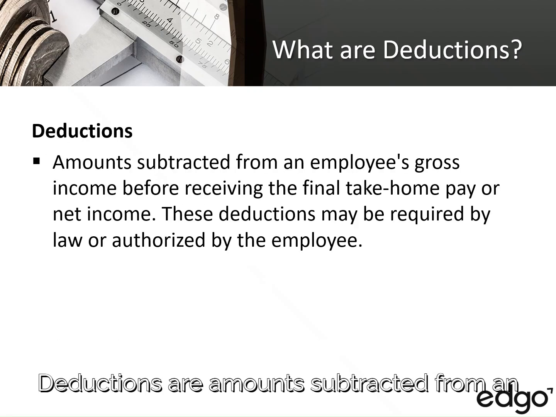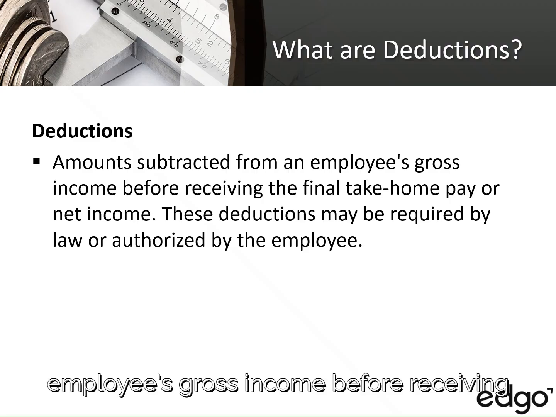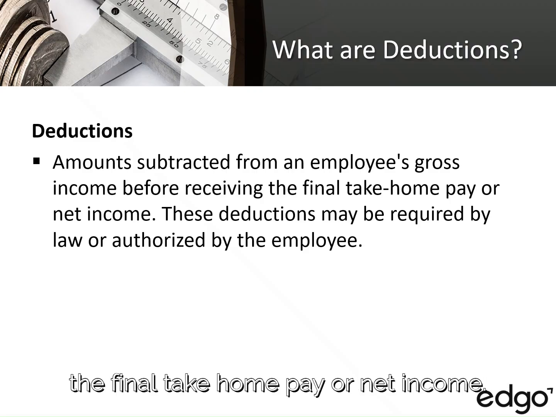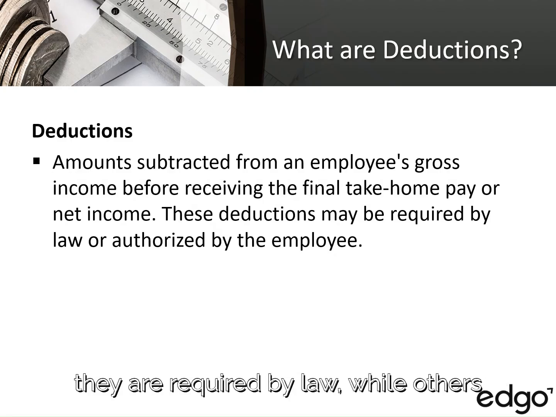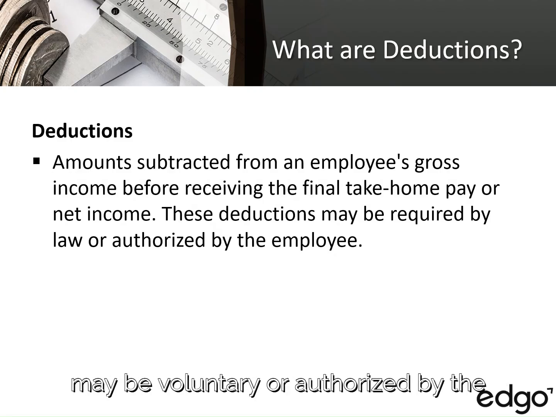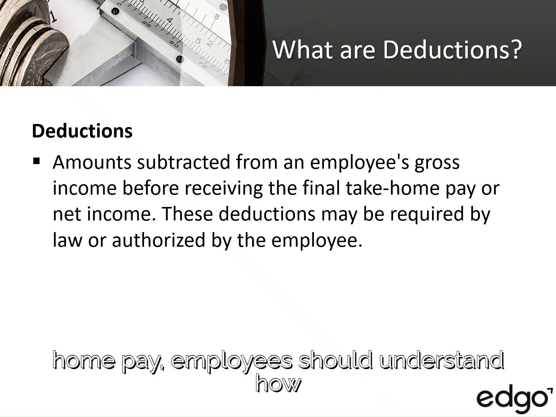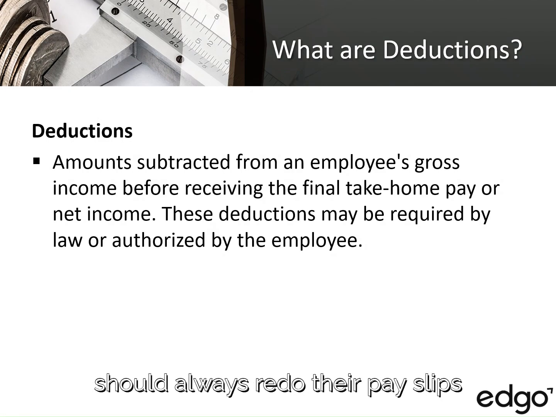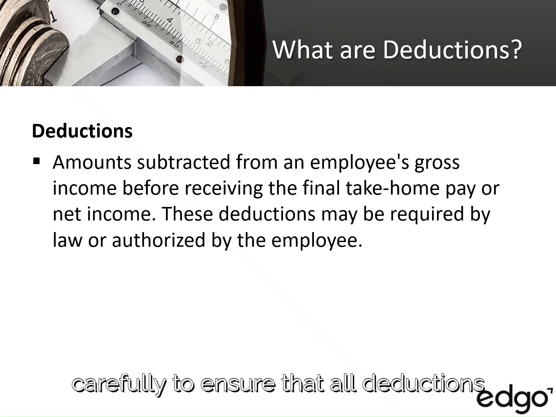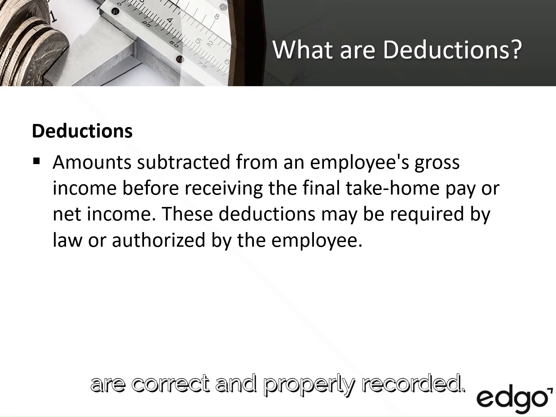Deductions are amounts subtracted from an employee's gross income before receiving the final take-home pay or net income. Some deductions are mandatory because they are required by law, while others may be voluntary or authorized by the employee. Since deductions reduce take-home pay, employees should understand how these amounts are computed. Employees should always review their payslips carefully to ensure that all deductions are correct and properly recorded.